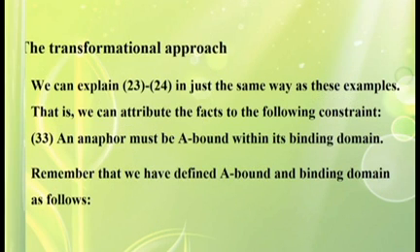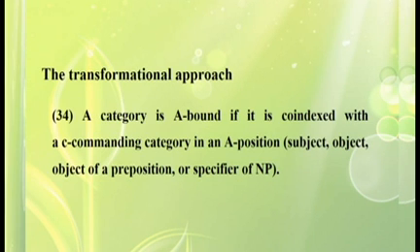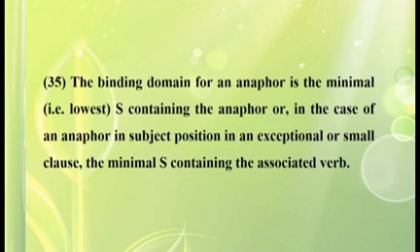We can explain 23 and 24 in just the same way as these examples. That is, we can attribute the facts to the following constraint. An anaphor must be A-bound within its binding domain. Remember that we have defined A-bound and binding domain as follows. A category is A-bound if it is co-indexed with a c-commanding category in an A-position: subject, object of a preposition, or specifier of noun phrase. The binding domain for an anaphor is the minimal, that is, lowest S containing the anaphor, or in the case of an anaphor in subject position in an exceptional or small clause, the minimal S containing the associated verb.